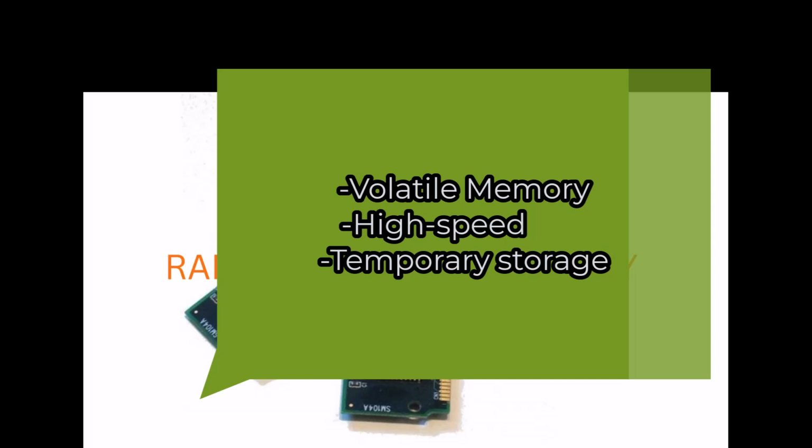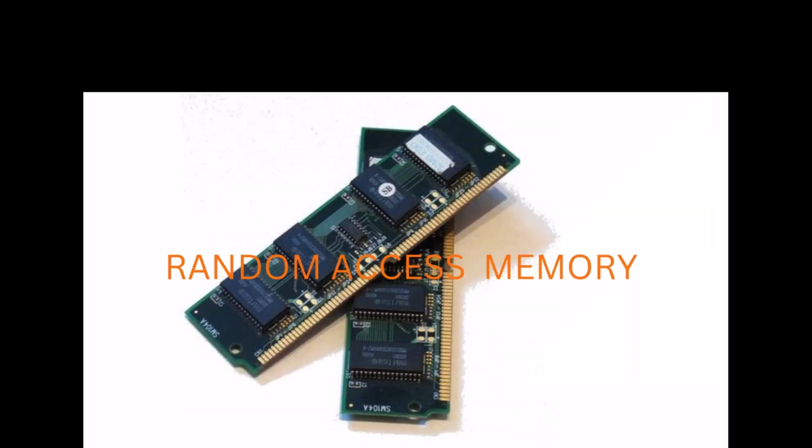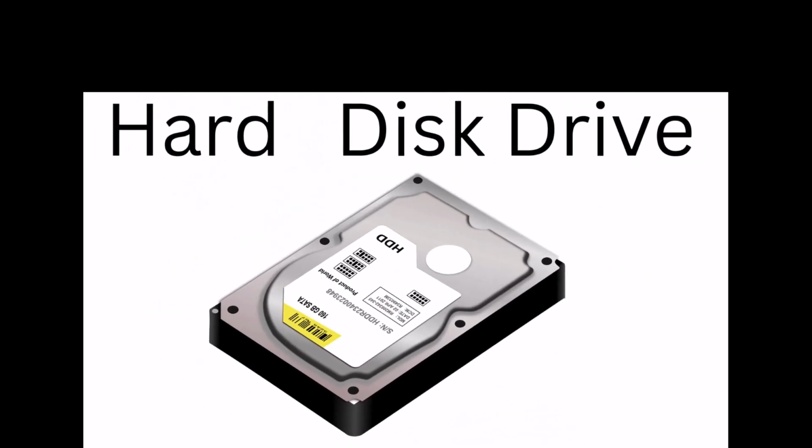Then the speed, it has a high speed. It provides faster read or write access compared to storage devices like the hard disk drive and the solid state drive. Then the storage is temporary. It holds data only while it is needed for current operations. The RAM can be found on the motherboard in the memory slot closer to the CPU socket.